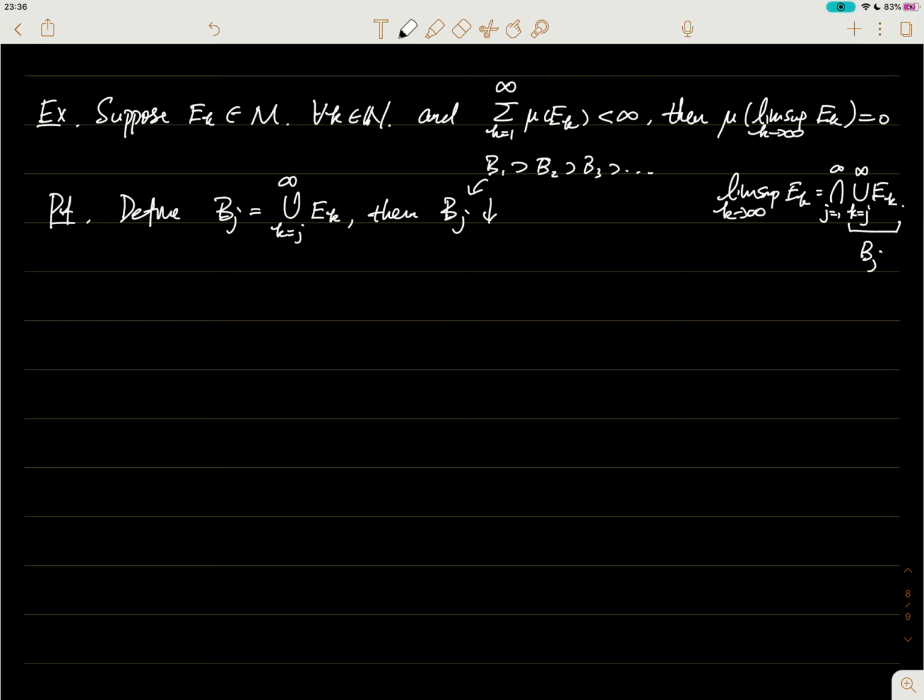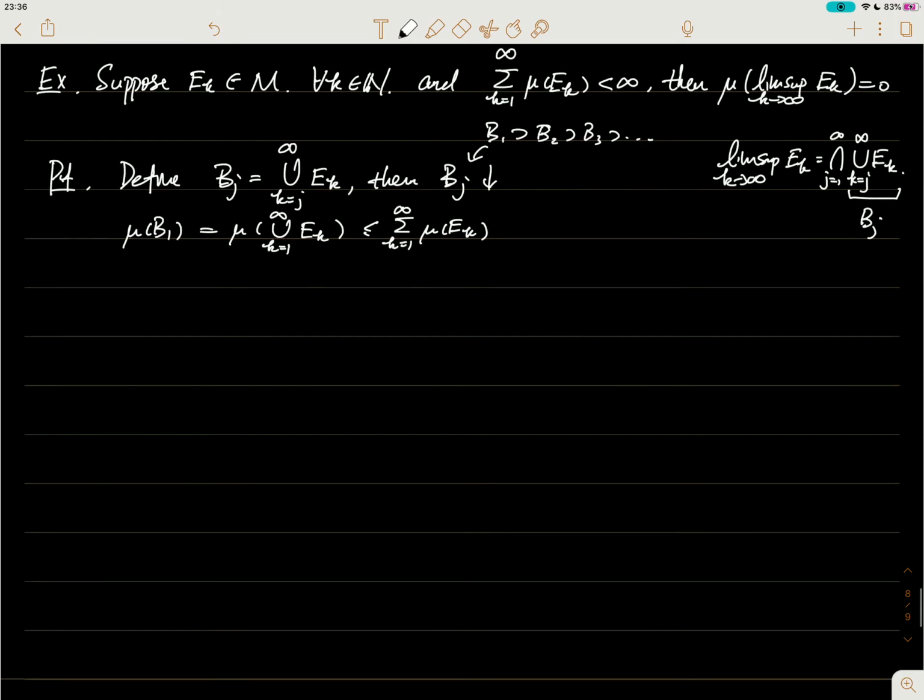Okay, and on the other hand, we also can see that the mu of B_1 is equal to the mu of the union of everyone, and this is less than or equal to the sum of mu of E_k, because the E_k are not necessarily mutually disjoint, so we don't know if it's equal, but at least we know it's less than or equal to this, and this is finite.